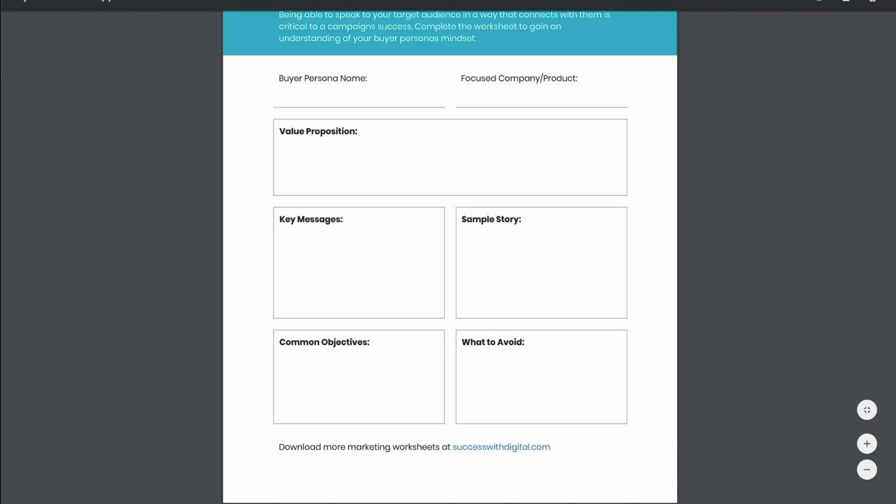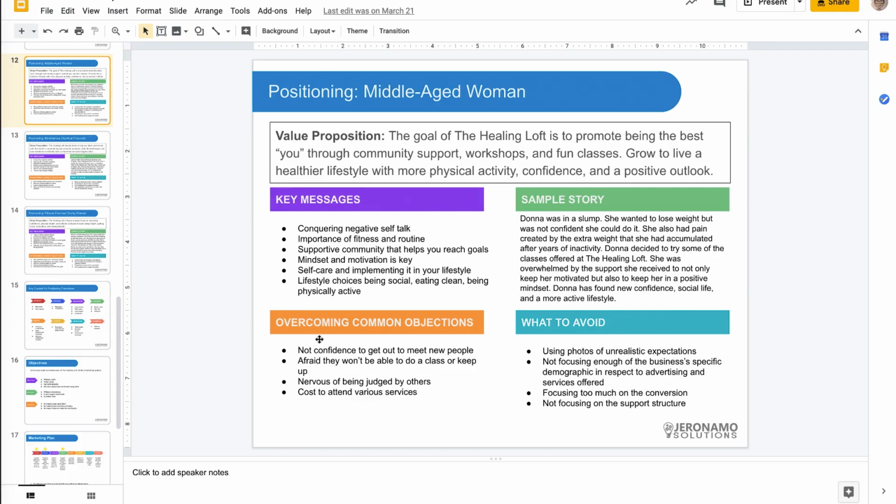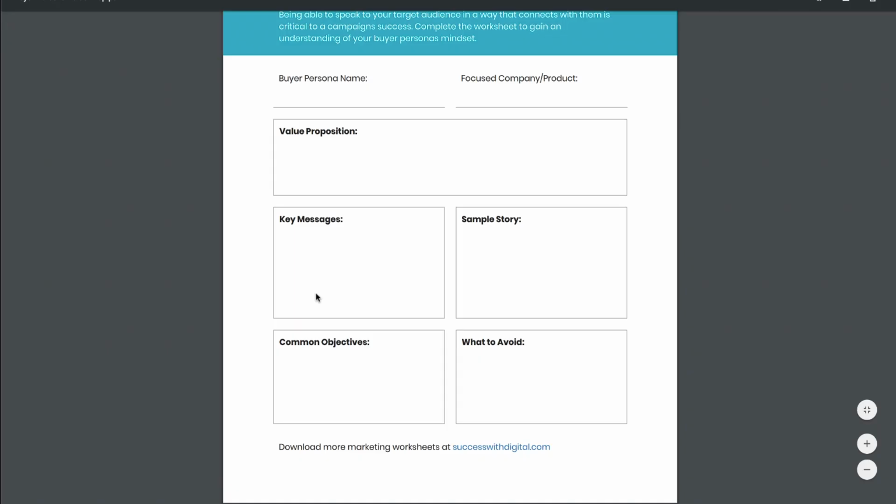And then there's common objections. So in this example, it's not confident about getting out and meeting new people, afraid they won't be able to do a class or keep up, nervous about being judged by others, and cost to attend various services. So that could be some of the common objections why someone would choose not to participate in these fitness classes. And so if you can really understand what those common objections are, then it allows you to comfort them, let them know how you're different and how you will help them overcome those objections.